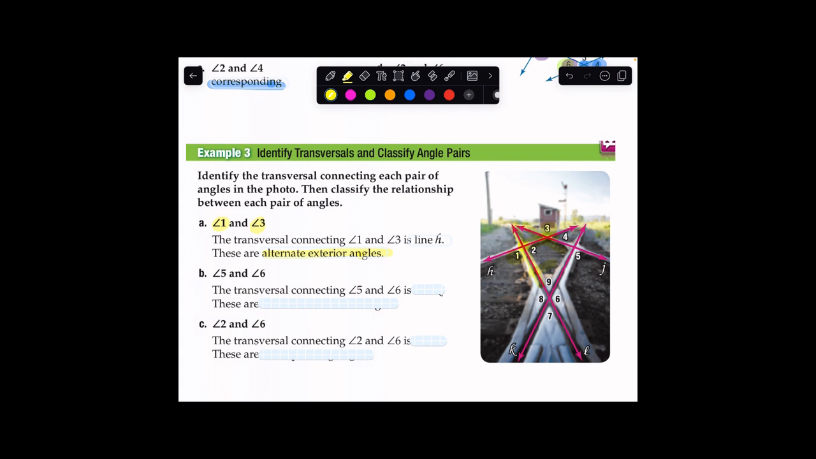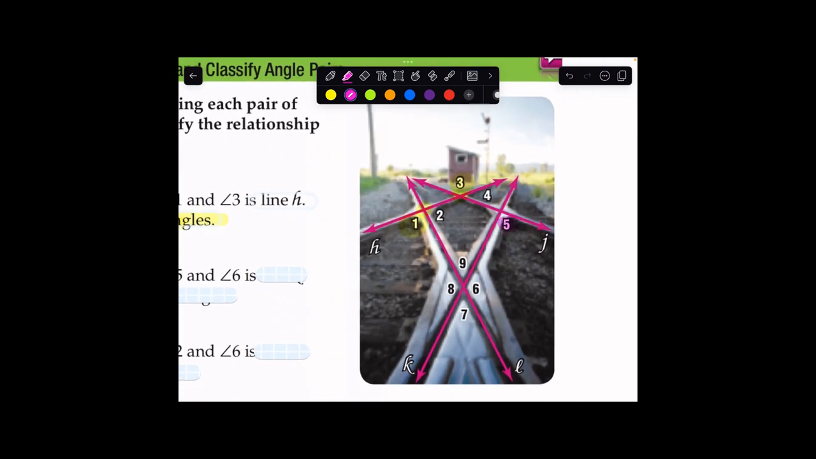Oops. Let's erase some of that highlighting. There we go. Okay, now 5 and 6. Let's locate angle 5 right here, angle 6 right there. Connect their vertices. I have gone down, that's line K there.